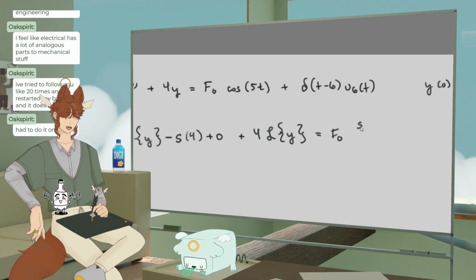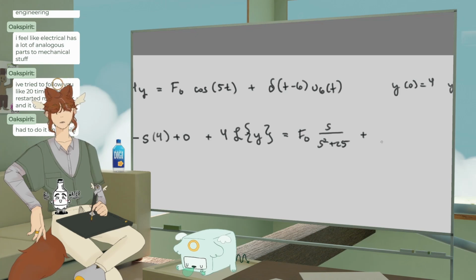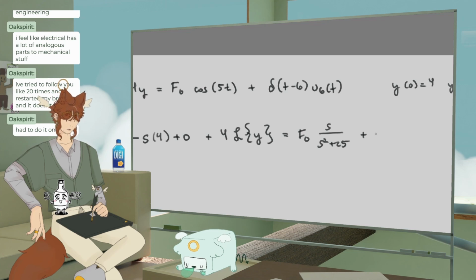Cosine s over s squared plus 25. Oh god. I swear I remember how to do things. Okay, D. Wait, do I need the U of 6? I think I need the U of 6, which means I need to multiply it by something as well. Okay, if my initial function going into the Laplace, it's gonna be a shifted Laplace? No. No? No.